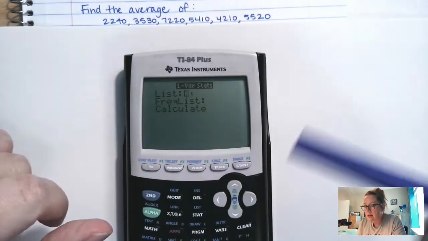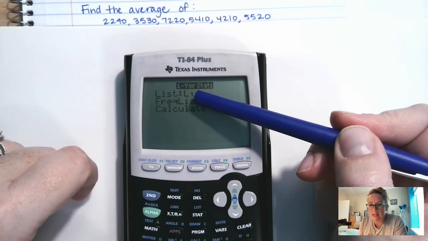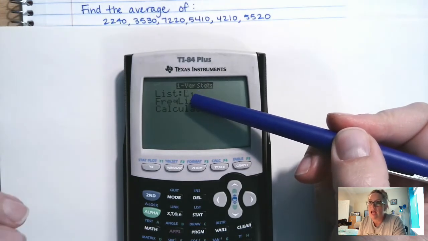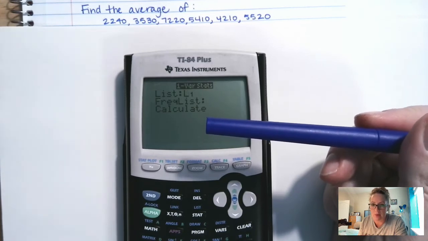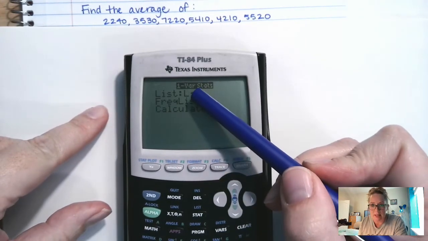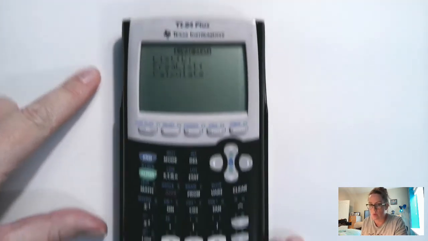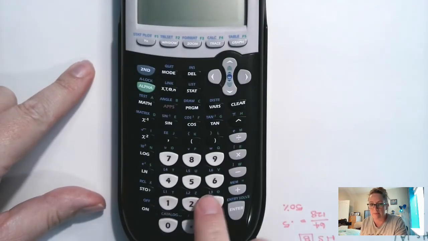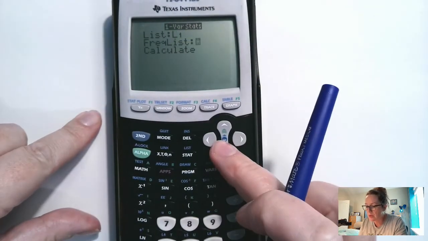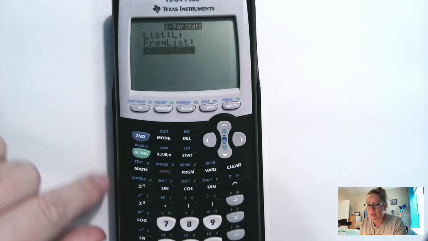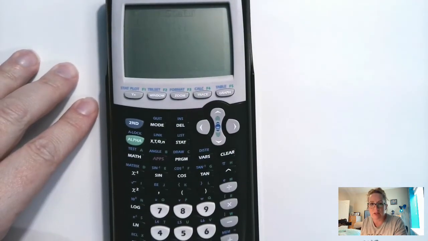And then this automatically defaults to L1. So that's saying it's your first list. But let's say you had multiple lists in there and you needed to find the average of one of the lists, L1, L2, L3. Then you could just change that to L1 or L2, just like we did before with the second button and then the number 1, 2, or whatever down here. See those? Okay. But for the most part, you're going to want L1. We don't care about a frequency list, but we do care about calculate. So we're going to use our arrows, go down to calculate, and push enter.